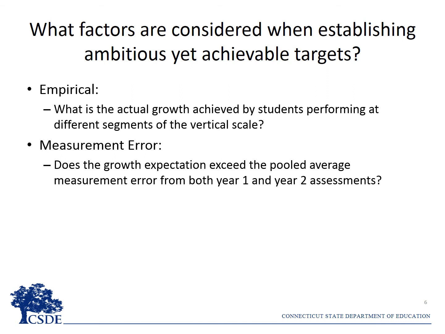The second factor we considered is measurement error. Psychometric theory tells us that a test score is an estimate of a student's achievement and comes with a certain amount of measurement error. When calculating growth, we are comparing test scores from 2 tests, each of which has some error. Therefore, when establishing growth targets, we considered whether the growth expectations exceed the combined average standard error from both tests.